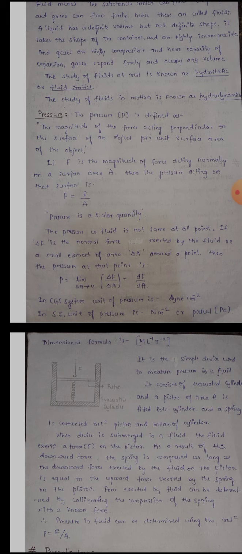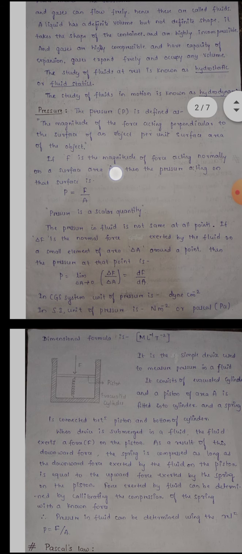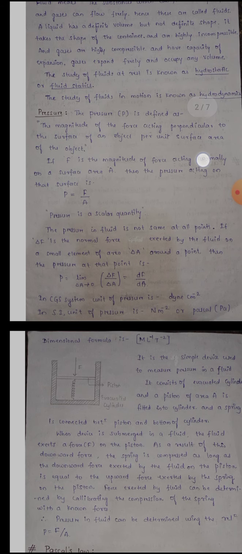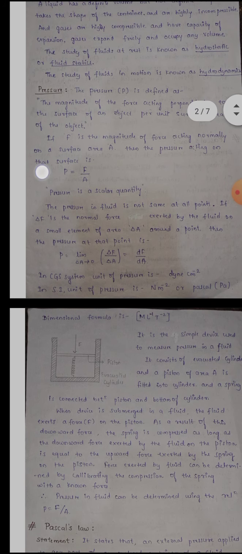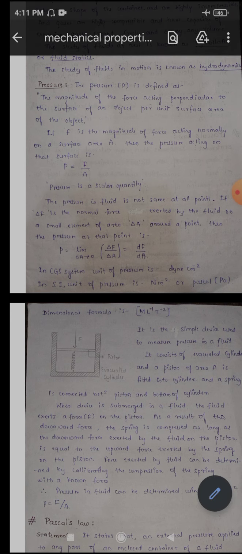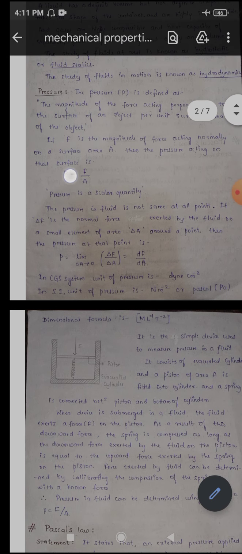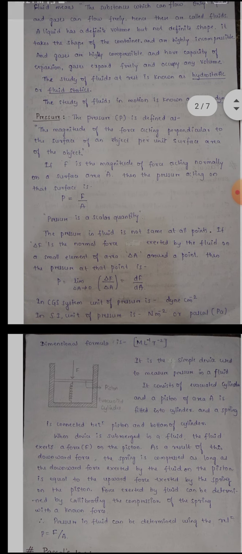Consider F amount of force we are applying on a material of surface area A, that too normally. So the pressure acting on that surface is given by P is equal to F divided by A. That is, F is the force whatever we are applying and A is the cross sectional area. This quantity is known as pressure.